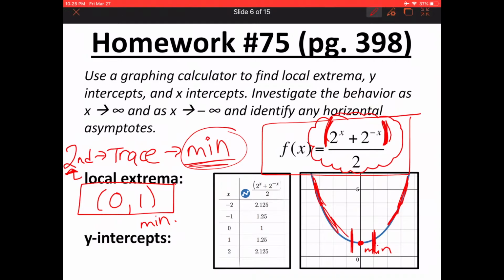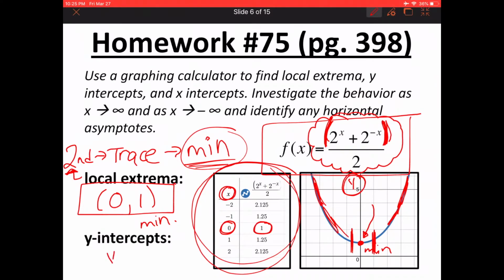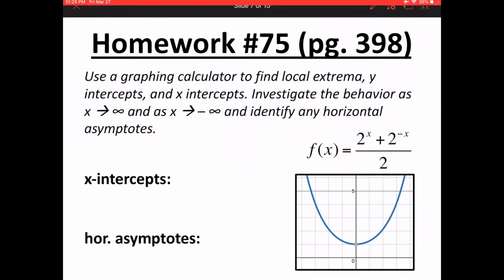For my y-intercept, remember my y-intercept is where it crosses that y-axis, and I can see right there where it's crossing. And if we look at the table, we want to find where x equals 0, and so my y-intercept is going to be 1. So I have my local extrema and my y-intercept so far. I'm going to go to the next slide where we can investigate the x-intercept and then any asymptotes.